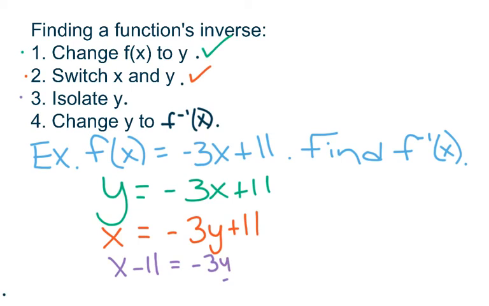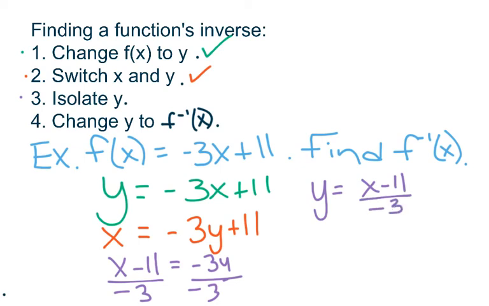And then I need to get rid of the negative 3. The negative 3 and the y are being multiplied. What's the inverse of multiplication? Division. So I'm going to divide both sides by negative 3. So I got y equals x minus 11 over negative 3.